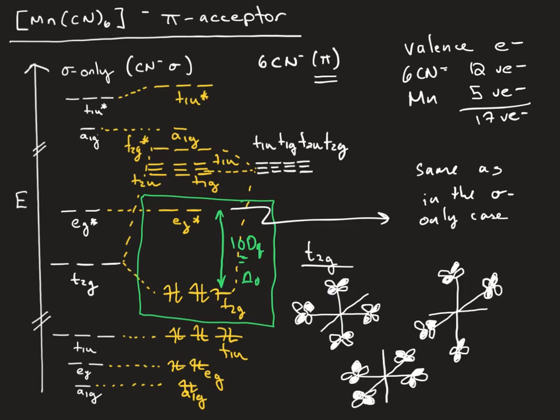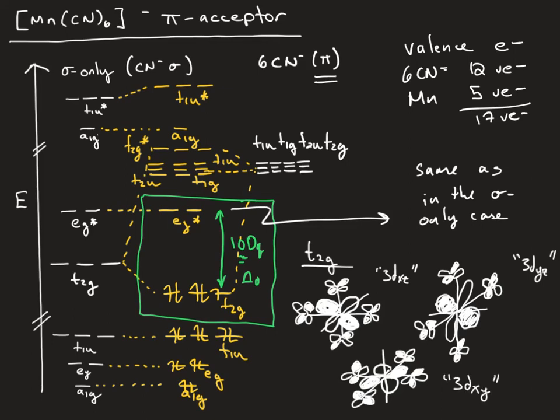So going through and drawing these. Here we have the T2G set formed from the cyano pi star combinations, and drawing in the d orbitals, we have this as your 3d XZ, but now these are in phase with the ligands, the 3d YZ, it's now metal dominated, but in phase as a bonding orbital, and the 3d XY, once again, it's metal dominated, but it's a bonding combination. So this is what the T2G orbitals will look like in this pi-acceptor type case.